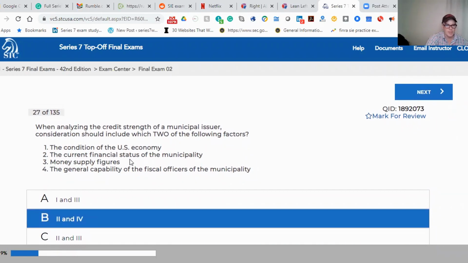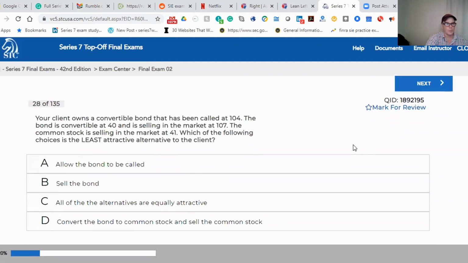So they'll care about the current financial status and the general capability. I like that. Okay. I'm going to screw up one of these times.